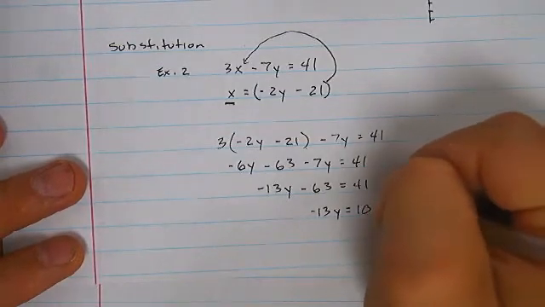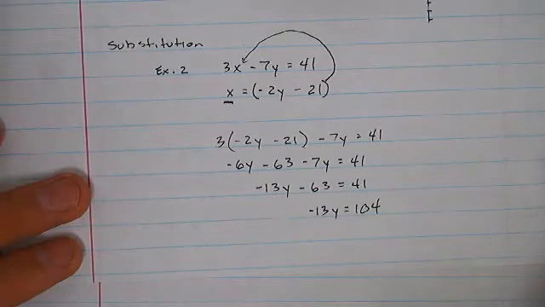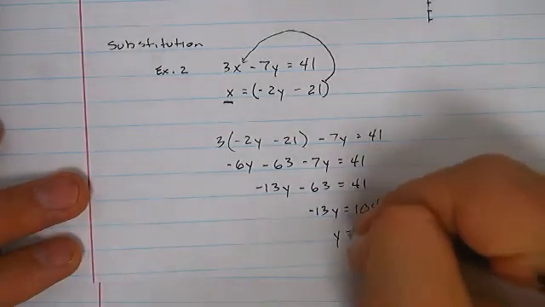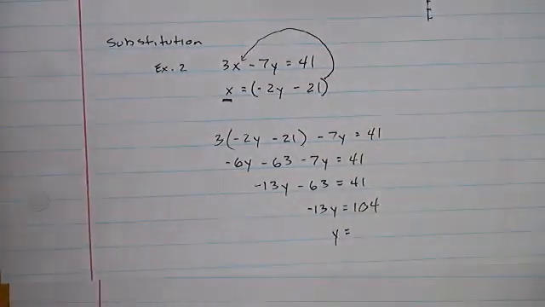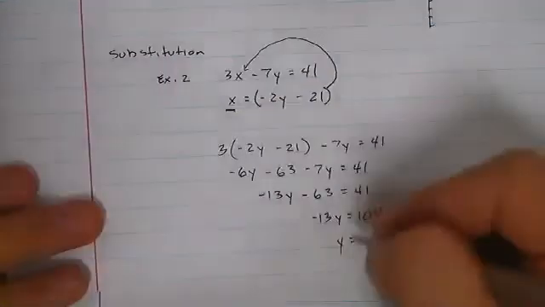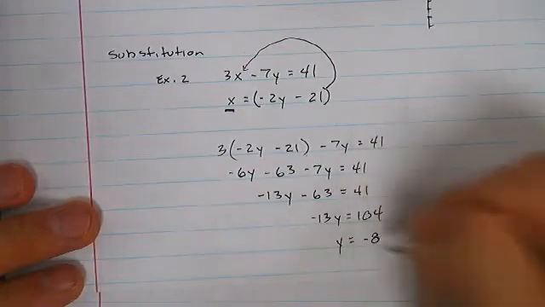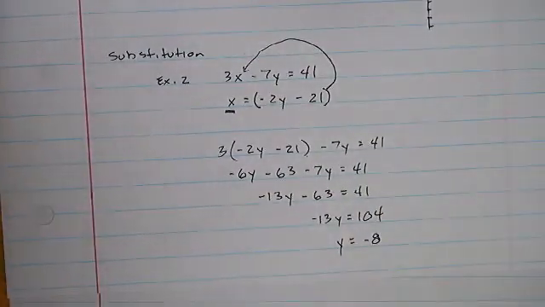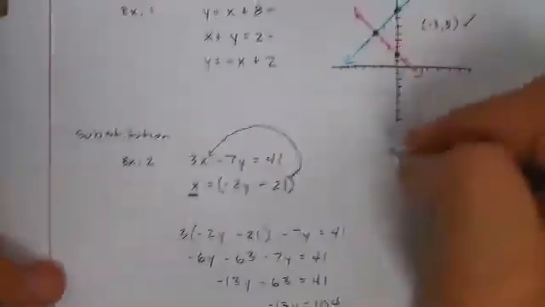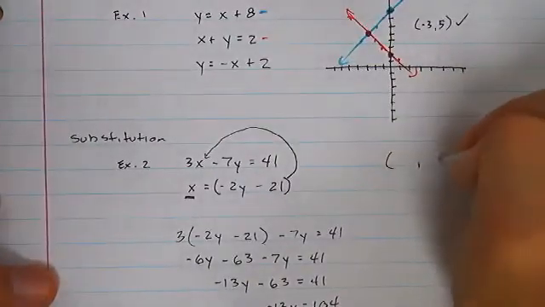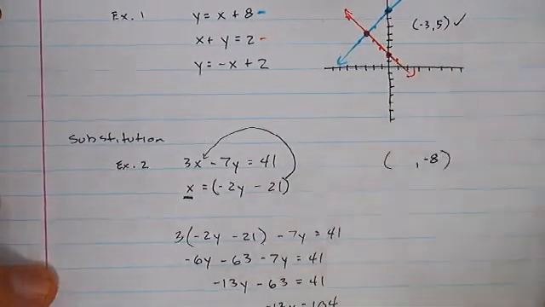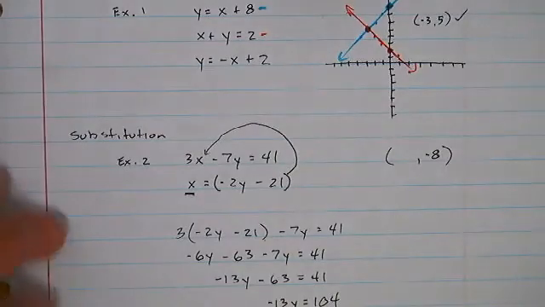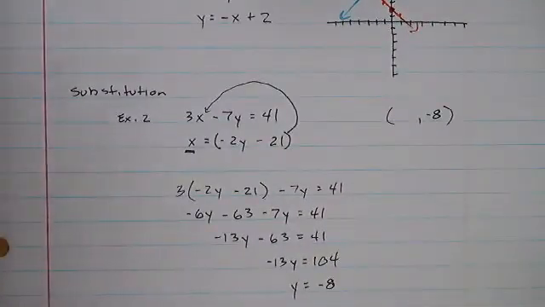So -13y equals, and that's going to be a positive 104. Seems good. And then lastly, I would divide by -13, which I know 10 times 13 is 130. And so back that down a little bit. I'm going to go with a -8. Okay. And now I know the first part of my ordered pair. That's a -8. I just need to find my X value, which is very simple.